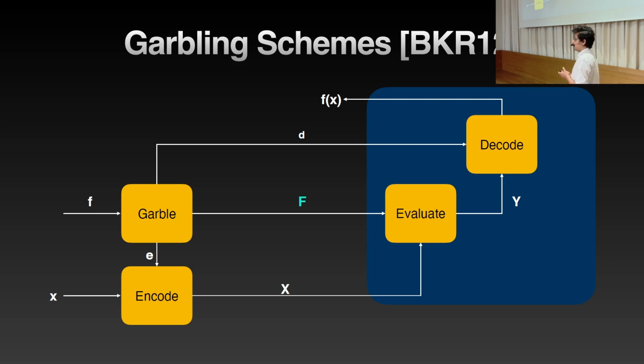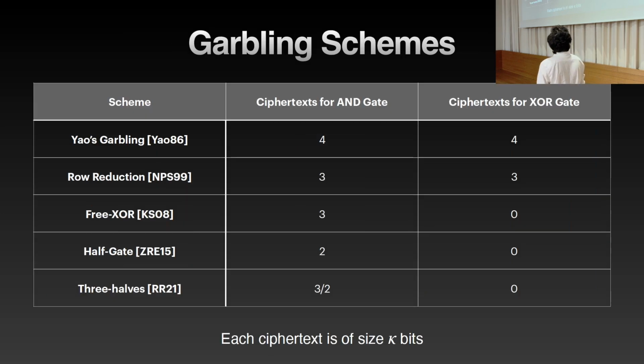Most work in garbling has happened in reducing the size of the garbled circuit, because you have to do gate-by-gate encryption, and each gate costs you some amount of ciphertexts. Here is a landscape of garbling schemes till now, and this is the number of ciphertexts that you will have to send for each gate in a circuit, which means that the size of the garbled circuit scales with the number of gates.